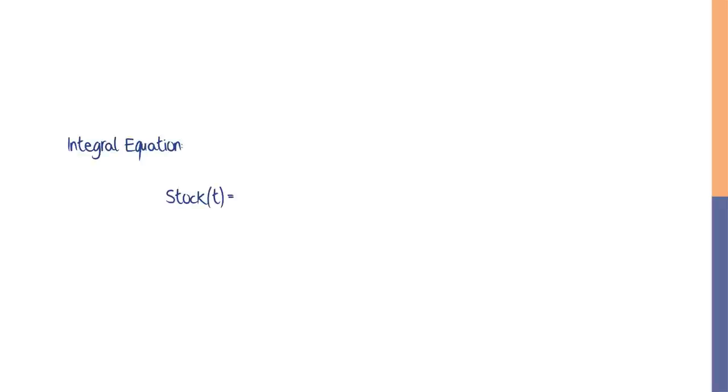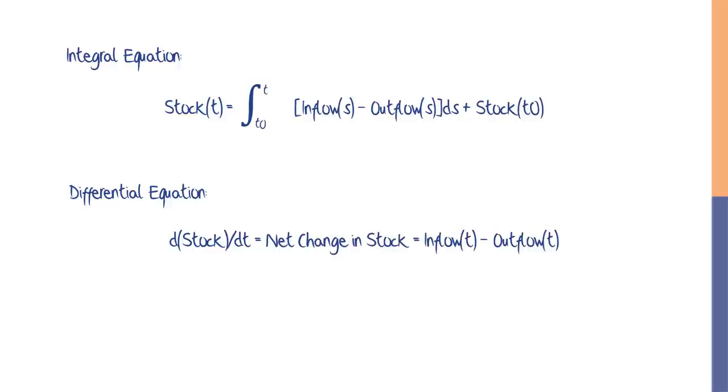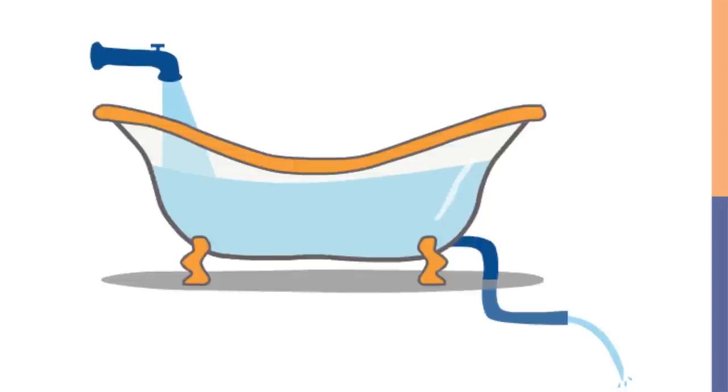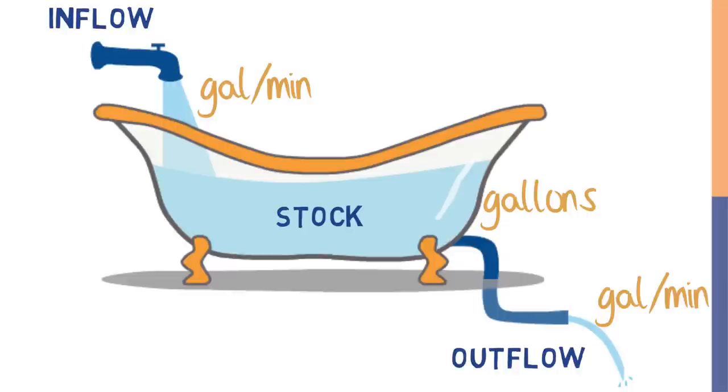Calculus captures the same structure this way, first in an integral equation or as a differential equation. But it is more helpful to think of a bathtub. Flows are like the faucet and drain, capturing gallons per minute of water flow in and out. A stock is like the amount of water in the bathtub, an accumulation. The units show the important distinction between stocks and flows. These flows are measured in gallons per minute, and the stock is measured in gallons.